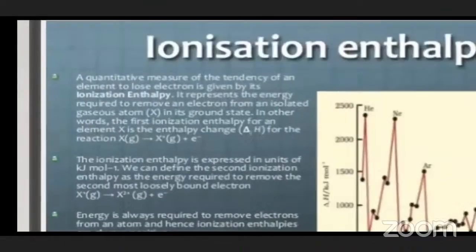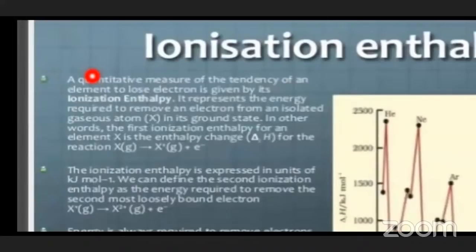Once you clearly observe here, a quantitative measure of the tendency of an atom to lose an electron is given by its ionization enthalpy. It represents the energy required to remove an electron from an isolated gaseous atom X in its ground state. In other words, the first ionization enthalpy for an element X is the enthalpy change delta H for the reaction: X in gaseous state gives X plus in gaseous state plus an electron.